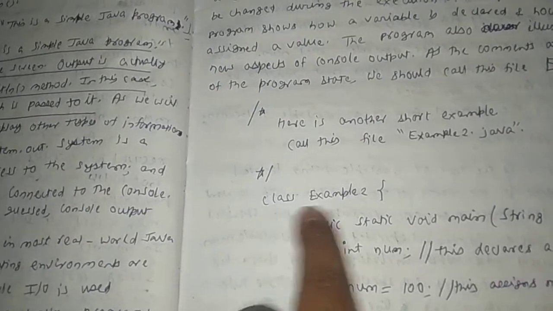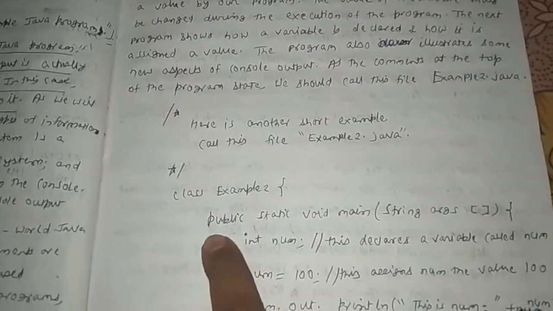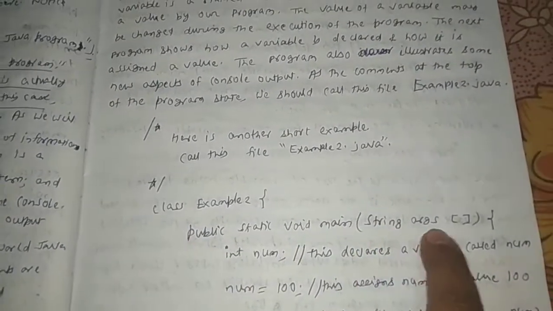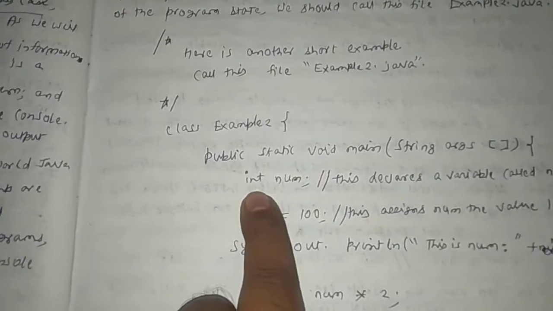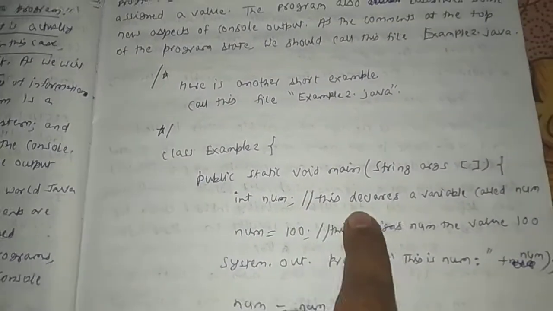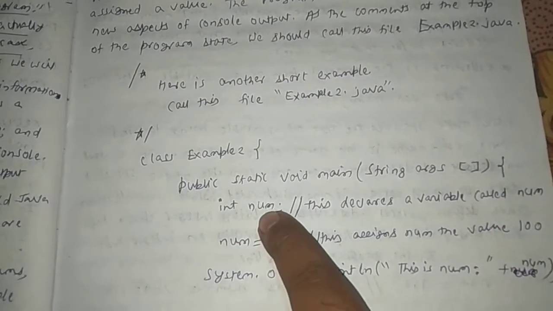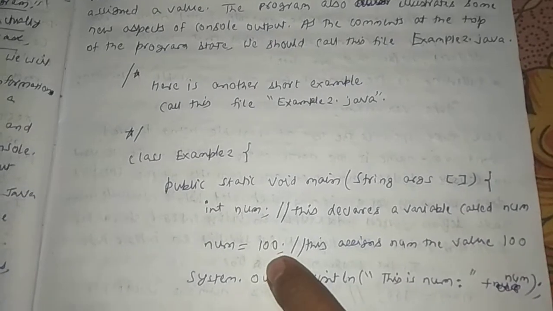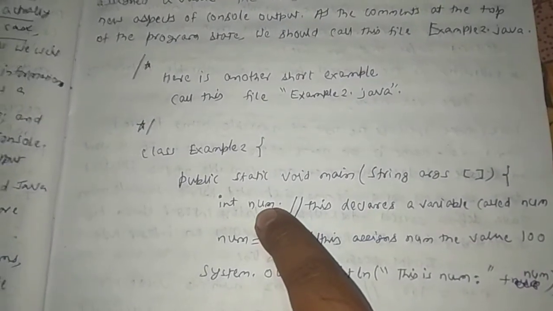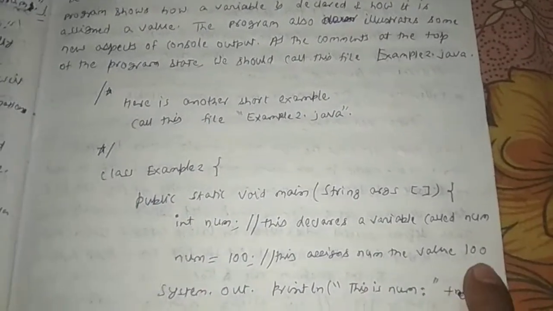We have defined a class whose name is example2. Here is the opening brace. Then followed by public static void main, String args, square brackets. Then the third line is int num. This declares a variable called num. Our variable is num. It is integer type, that is why we have used int. Then we have assigned a particular value, 100, to this variable. Okay, num is equal to 100. This assigns num the value 100.